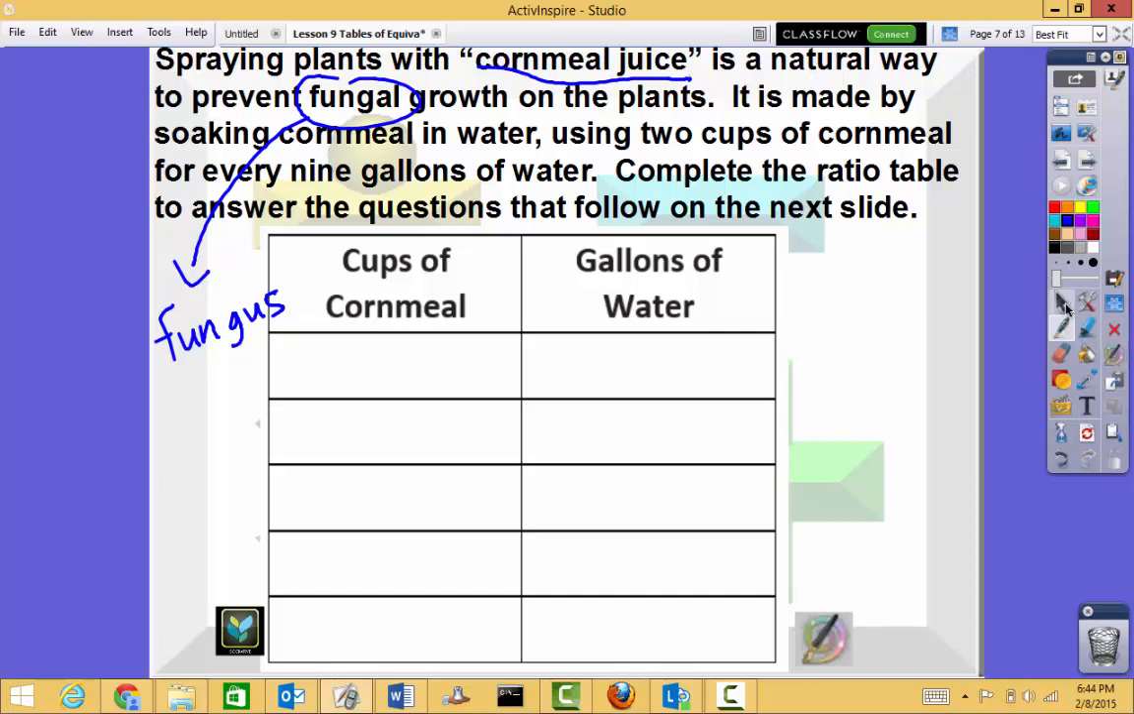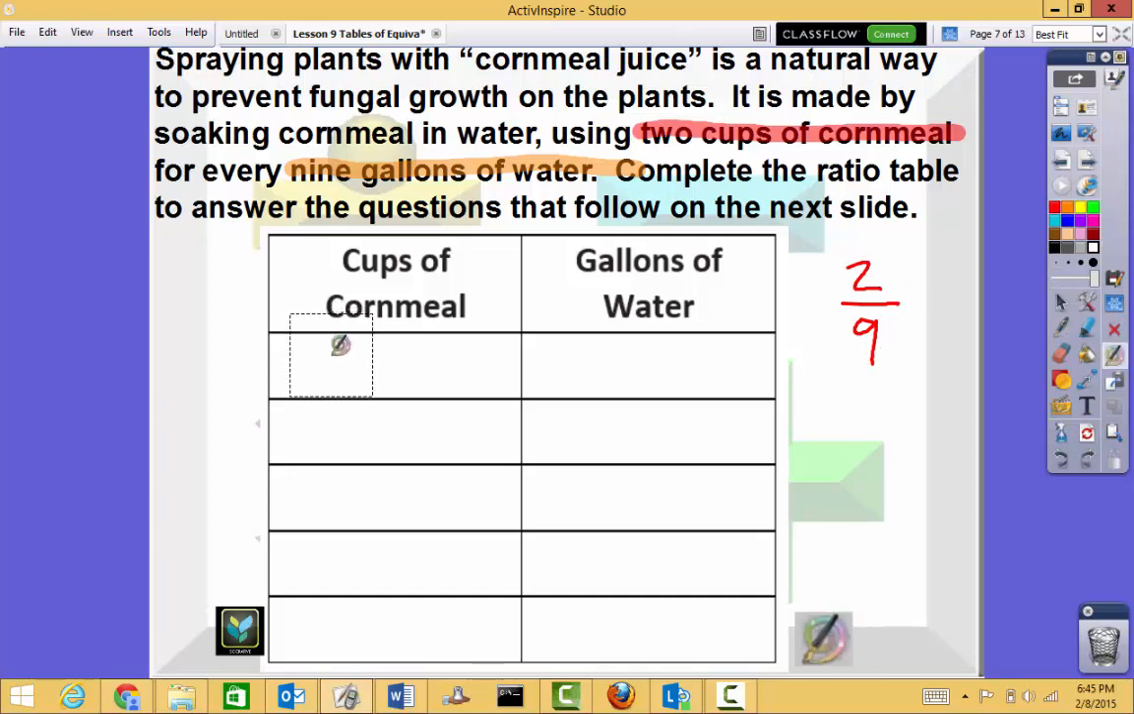So I have this question, cups of cornmeal versus gallons of water. Well, it's telling me right here: 2 cups of cornmeal for every 9 gallons of water. So let's check. Is that my smallest ratio? 2 cups of cornmeal for 9 gallons of water? Yeah, I can't simplify this anymore, so that's going to be my smallest equivalent ratio. So my first ratio is 2 cups for 9 gallons of water. If I add 2 more cups of cornmeal, I have to add 9 gallons of water.